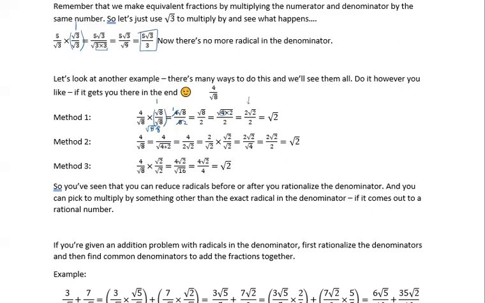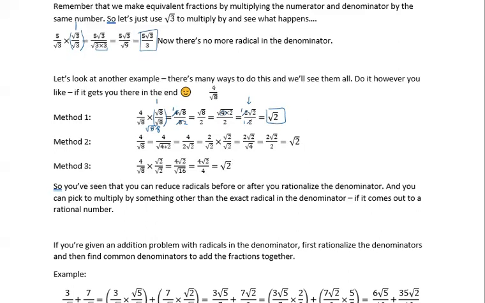Now, when we get to this point, we see that we can reduce the fraction again by a factor of 2, and we get just the square root of 2. Let's see this a different way. If I want, I could reduce this fraction first.